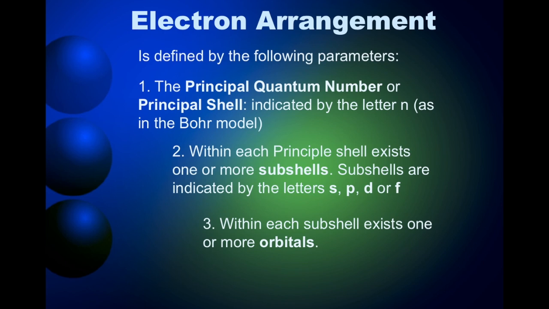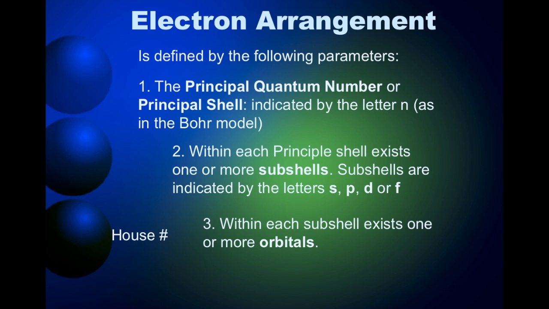Okay, electron arrangement is defined by the following parameters. There's a principal quantum number, or principal shell, which is those rings that we saw in the Bohr model, and they're usually described by the letter n. So n equals 1 is the ring closest to the nucleus of the atom. Then there's 2, 3, 4, all the way up to shell 7, which is the largest. Within each principal shell exists one or more subshells. Subshells are indicated by the letters S, P, D, or F. And again, we'll go into more detail on what that means, but for now, you just have to realize that within each principal quantum shell, there are one or more subshells. And then within each subshell, there's one or more orbitals. And the orbitals are the actual places where the electrons exist.